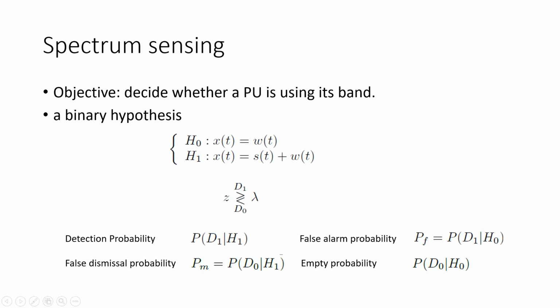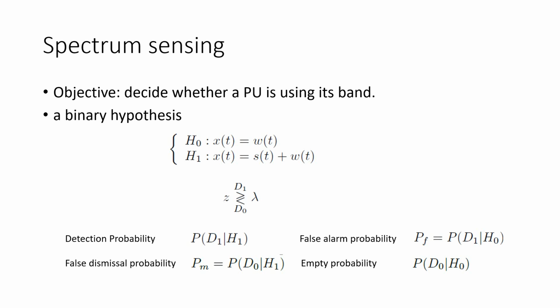H0 is the fact that the primary user is not using his band, and H1 means the primary user is using his band. x(t) is the signal the secondary user sensed, w(t) is the white noise, and s(t) is the primary user signal. If the primary user is not using the band, the secondary user will only sense the white noise, while if the band is in use, the secondary user will sense the primary user's signal plus the noise signal.